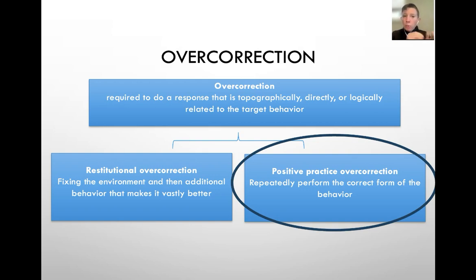This is when we're required to do a response that's topographically related to the target behavior. We want them to line up, and we don't want them to do all those regular kindergarten things when they're asked to line up. So by practicing the behavior, we actually get practice in doing that behavior, and it functions as a punishment because the class doesn't want to line up 10 times. And so if we see a decrease in that behavior in the future, then we can say that it functioned as punishment. But just having to repeatedly do the correct form of the behavior innately teaches because we're getting a lot of practice doing it, right? So that's positive practice overcorrection.